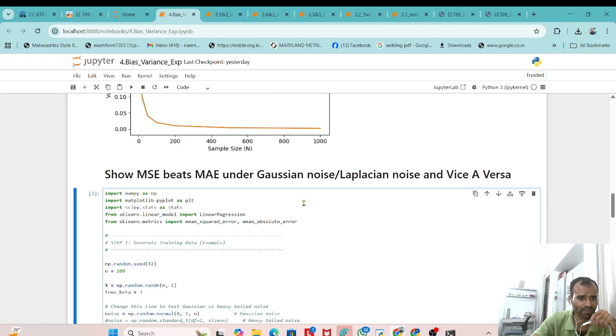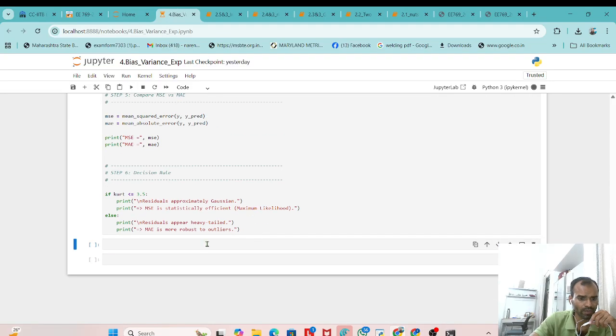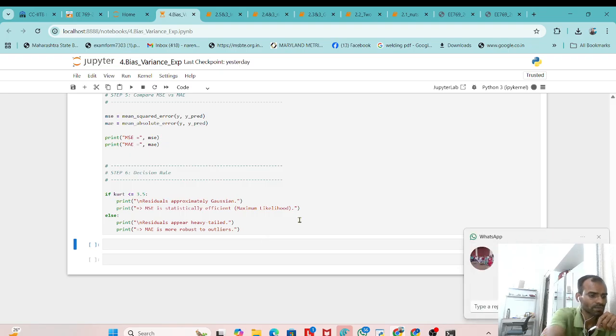Now see, when we are running this code, it is generating the output.